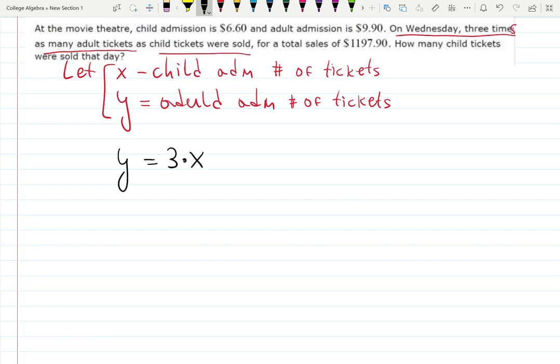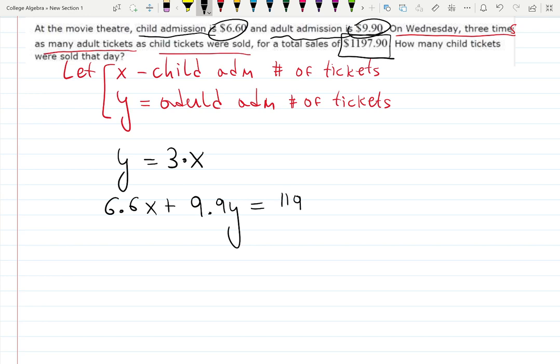That's the first connection. The second connection comes from the money. It says multiply child admission by 6.6, multiply adult ticket by the dollar admission, 9.9, and then it will add up to this number. So it's going to be 6.6x plus 9.9y equals 1197.9. And that's a system. And we're going to repeat the whole story.